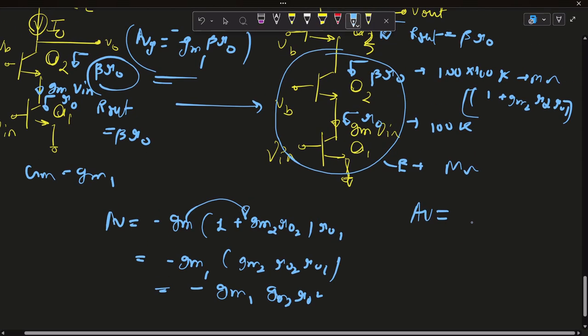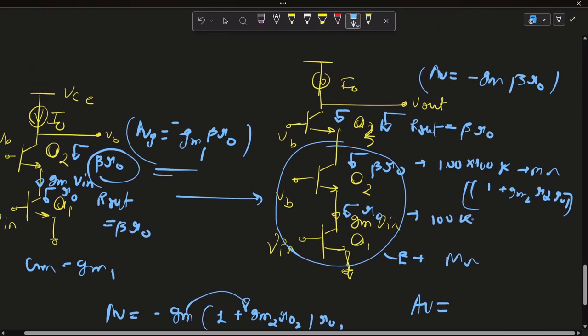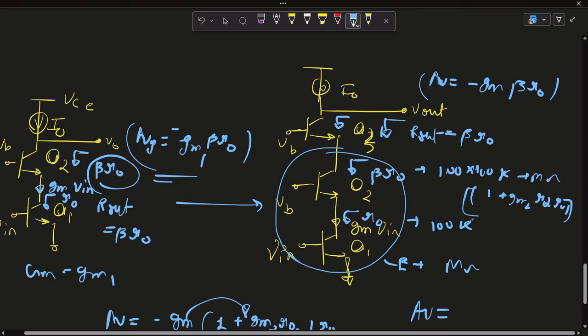So this is my point. In the third case, the output resistance of any cascode stage is limited to beta R naught. That's why we can't see triple cascode in BJT more frequently. We can see it in MOS devices, but not in BJT.